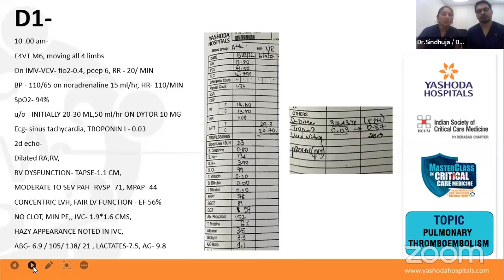Continue. On noradrenaline 15 ml per hour with 12 mg in 50 ml NS infusion and heart rate of 110 per minute, saturation of 94% on FiO2 0.4. Urine output is around 20 to 30 ml. After giving Lasix, it improved. Well, why did you give Lasix? For what reason? She has pedal edema, sir. IVC was. So is pedal edema a life-threatening event? No, sir. You want to give Lasix for pedal edema in the middle of this crisis?